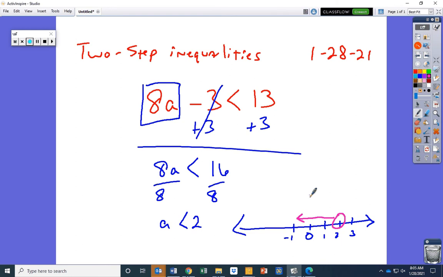Good? Okay. So you guys try this one. Let's see if you can get it right. Try this one completely on your own. 31 is less than or equal to 1 plus 10 times b. Try that one. Let's see if you get it right. All right, what's going to be in the box here?